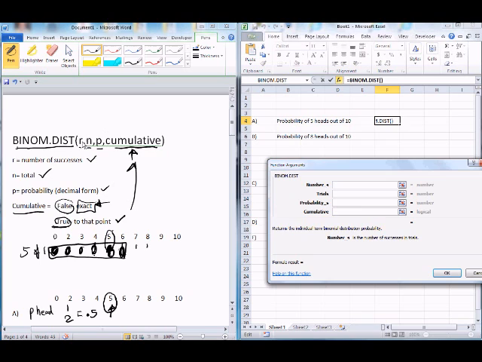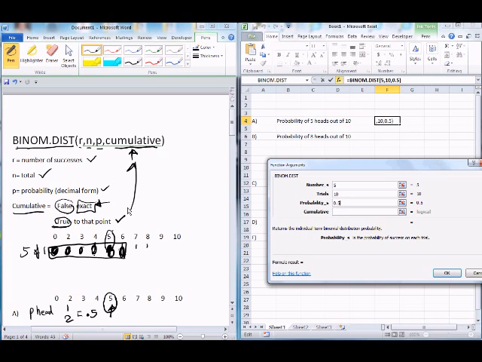Okay, so the first box is our R, the number of successes. The number of successes is 5. We want to know the probability of 5 heads. So 5 heads would be the success. How many trials? N, the second box over here on the left, is the total amount of trials that we're trying. We're going to try 10 trials. Next is the probability. The probability of a success, the probability of getting a head, is 0.5, or you can just type in 0.5. And then cumulative, false or true.